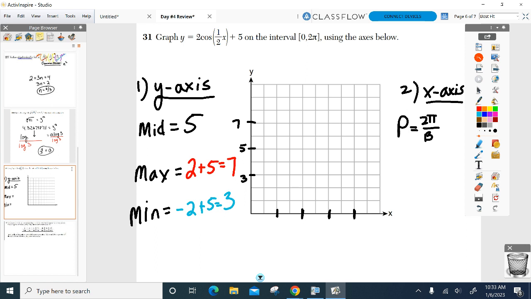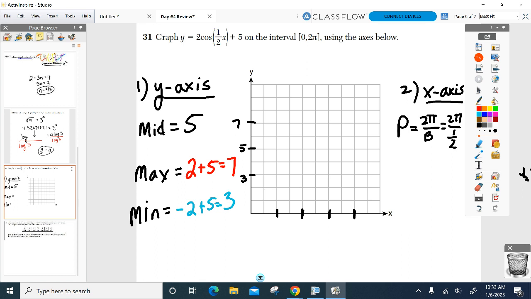B value, you say? Where can I find that? In the middle of the equation, right? A is 2. B, 1/2. 5 is C. So 1/2. 2 pi over 1/2. What do I do with that? We better know how to handle that. Fraction over a fraction.